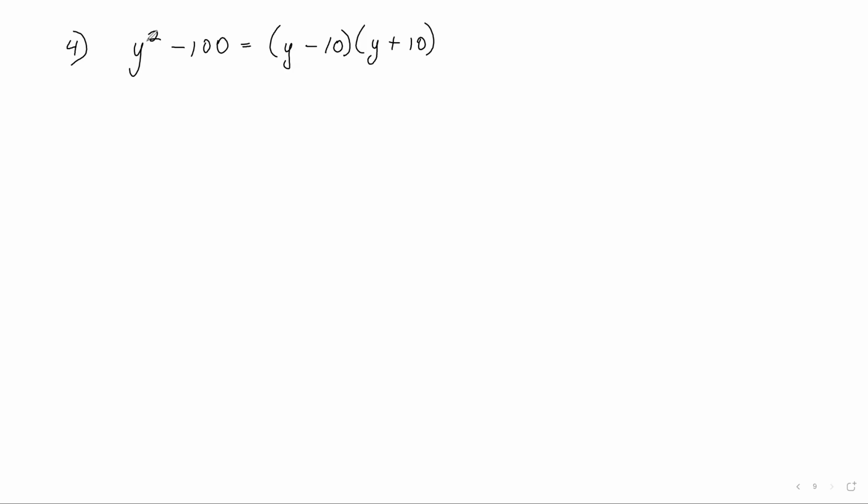So the square root of y squared is y, right? And then the square root of 100 is 10. So it'll be y take away 10 by y plus 10. But it doesn't matter which one you put first, whether you put plus 10 or minus 10 first. All right? Zafi, I want you to try one for me. What do you think will be the factors of x squared minus 36?